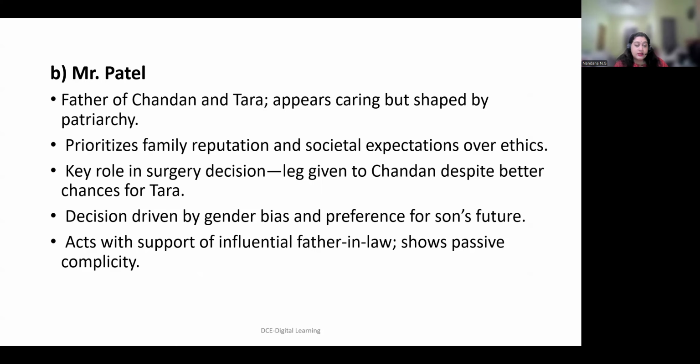That is to say, he doesn't involve himself directly, but when he knows that his wife's father has decided to give the leg to Chandan, he doesn't resist, though it is his children that the decision is being taken about by someone else. His decision is driven by gender bias and preference for the son's future. He acts with the support of an influential father-in-law and shows passive complicity by abiding by his father-in-law's patriarchal decision.